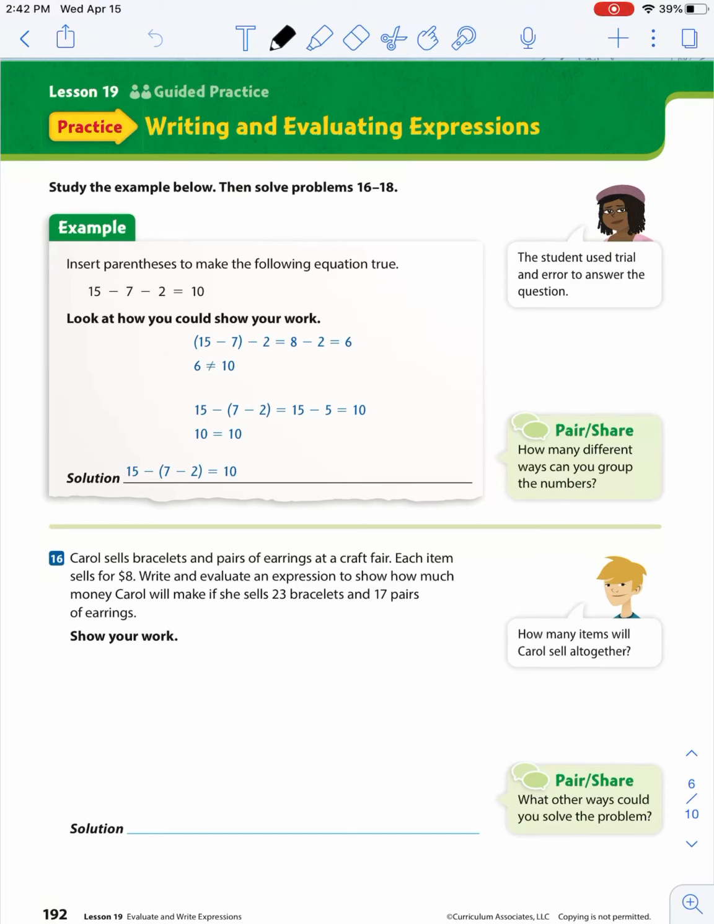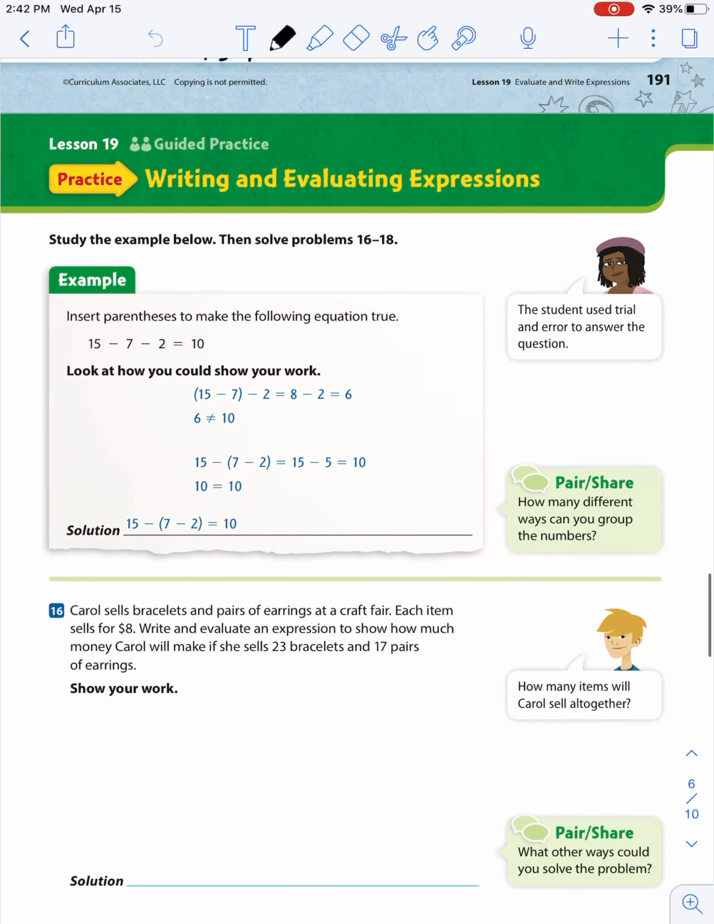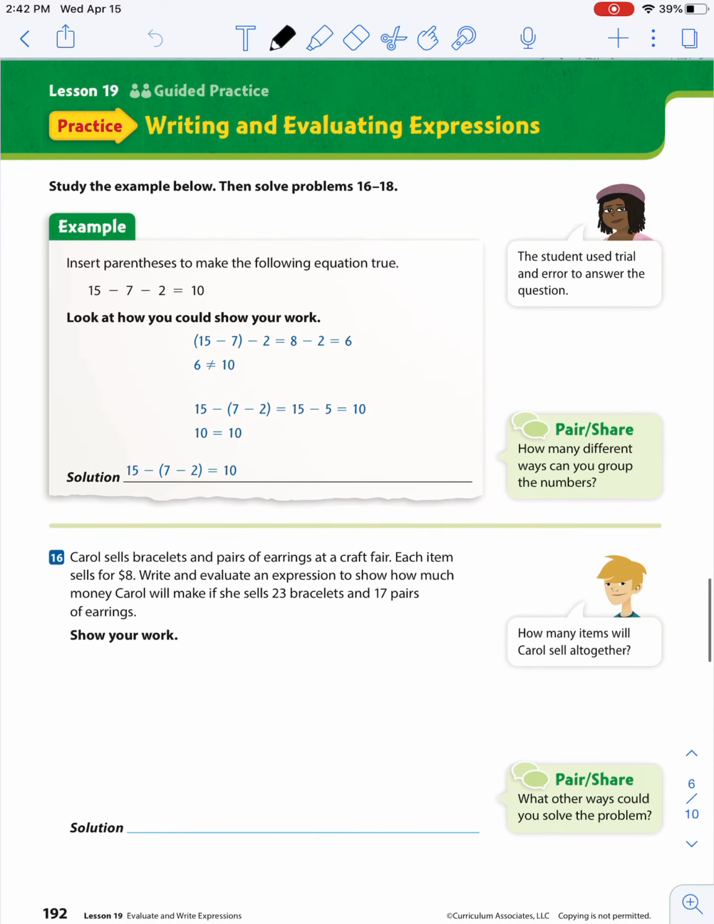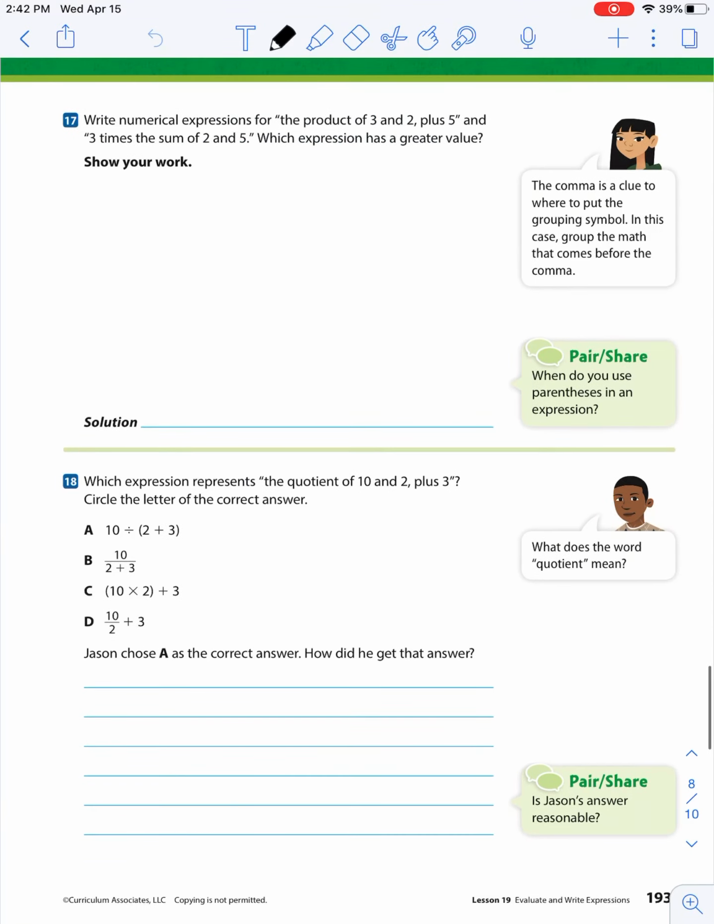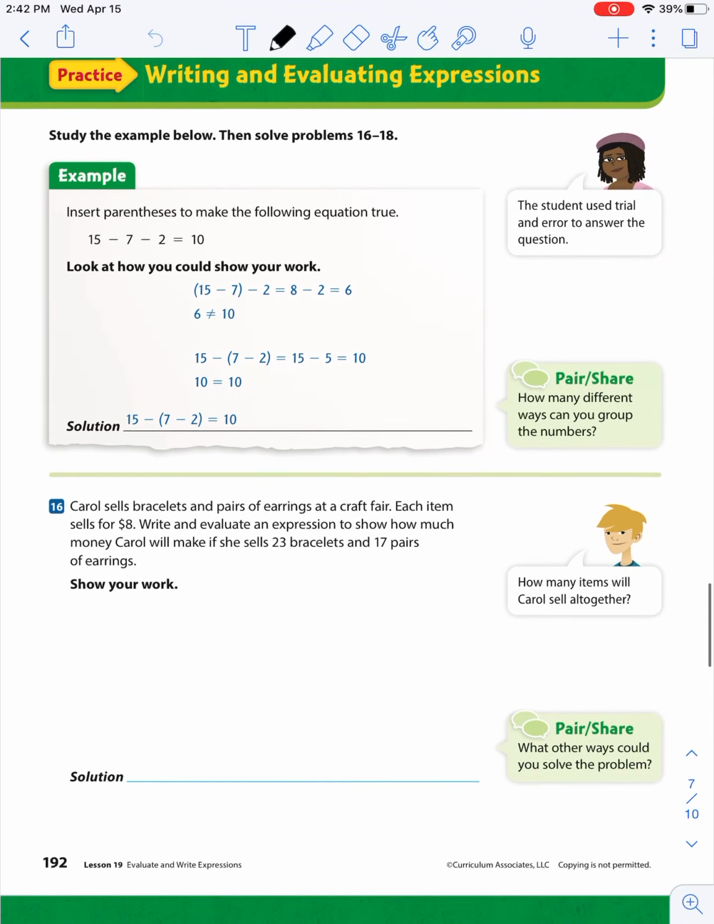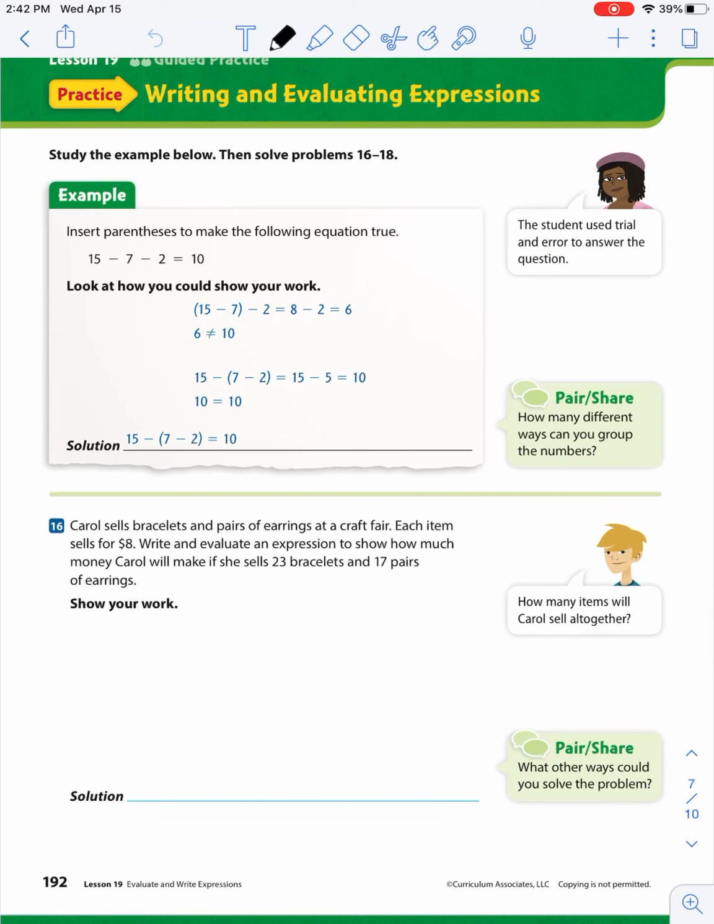Okay, for today's lesson, you can see that we are on the guided practice of lesson 19. If you have not already done the example problem and numbers 16 through 18 on your own, please stop this video and take about 5 or 10 minutes of your math time today to go back and try those 3 problems all by yourself.